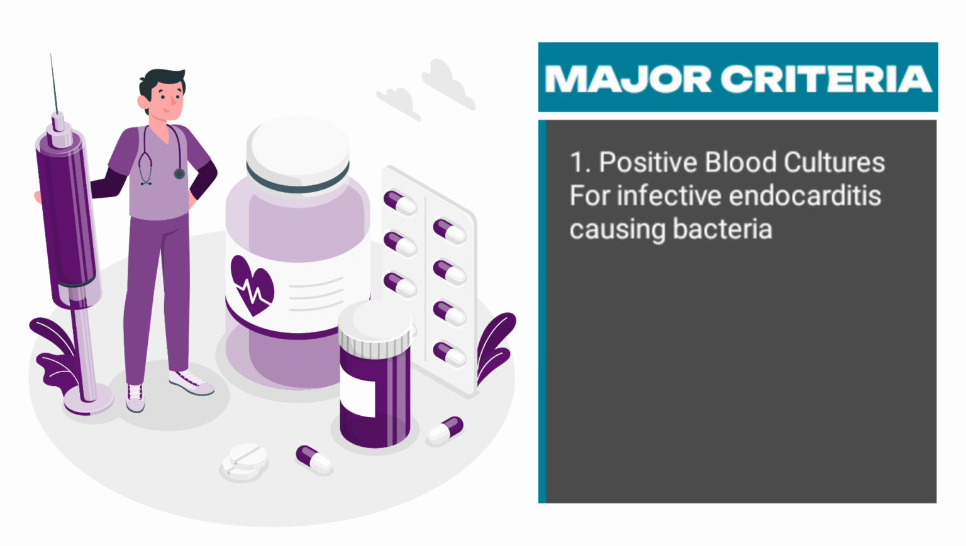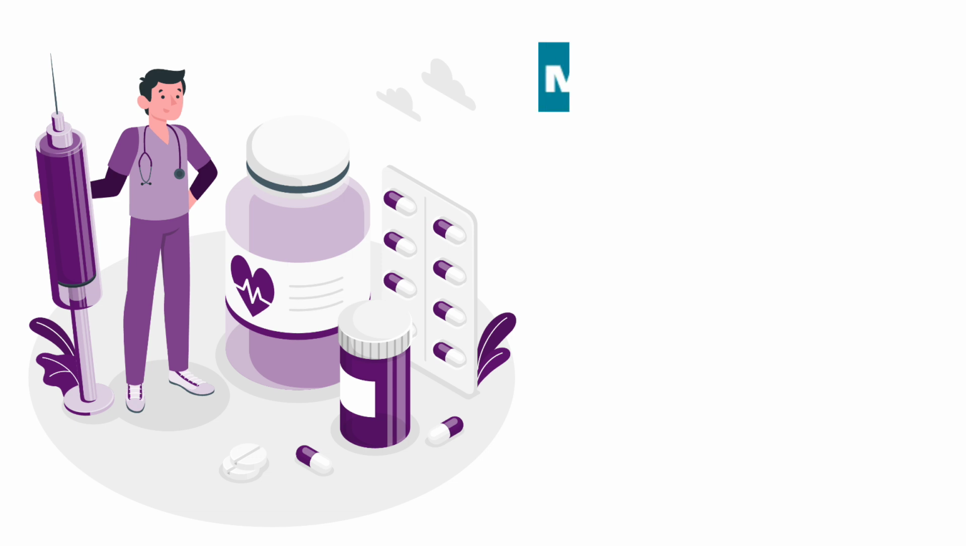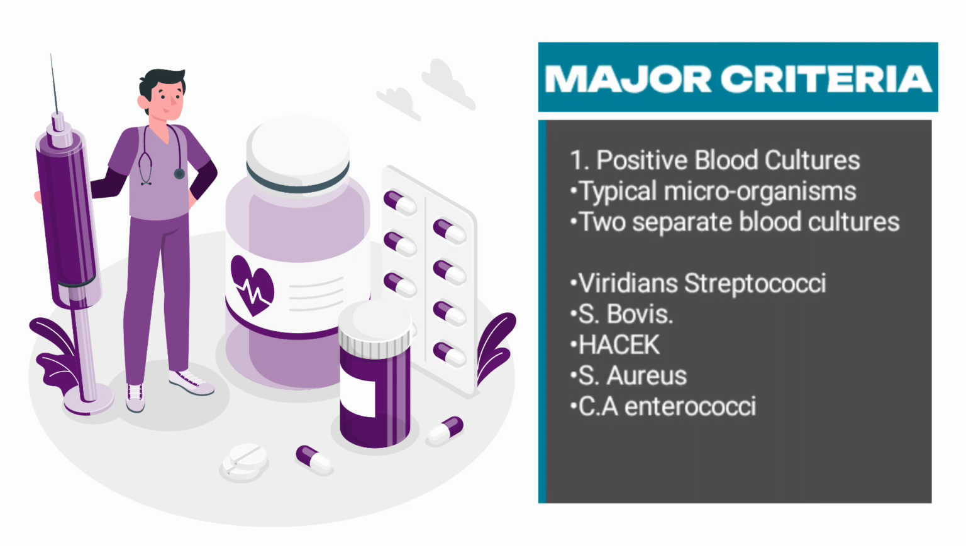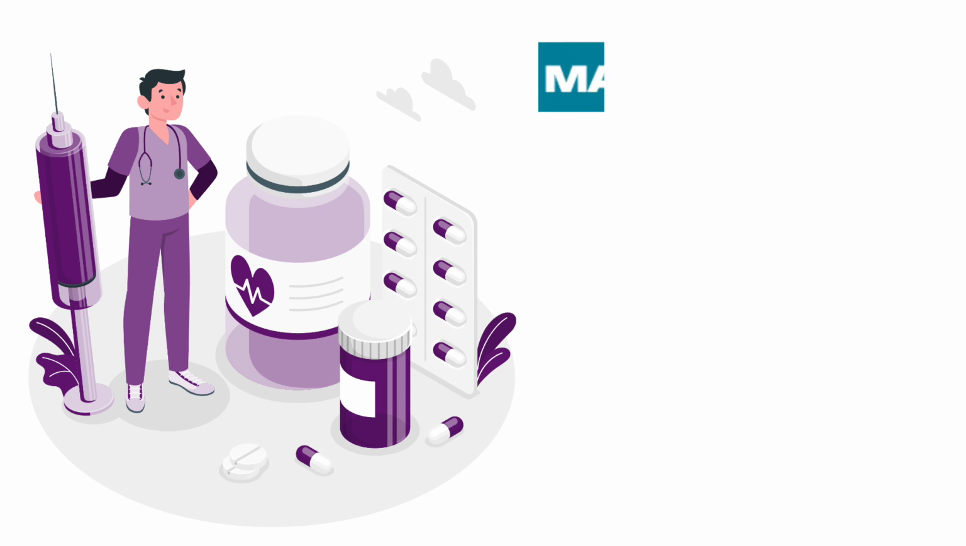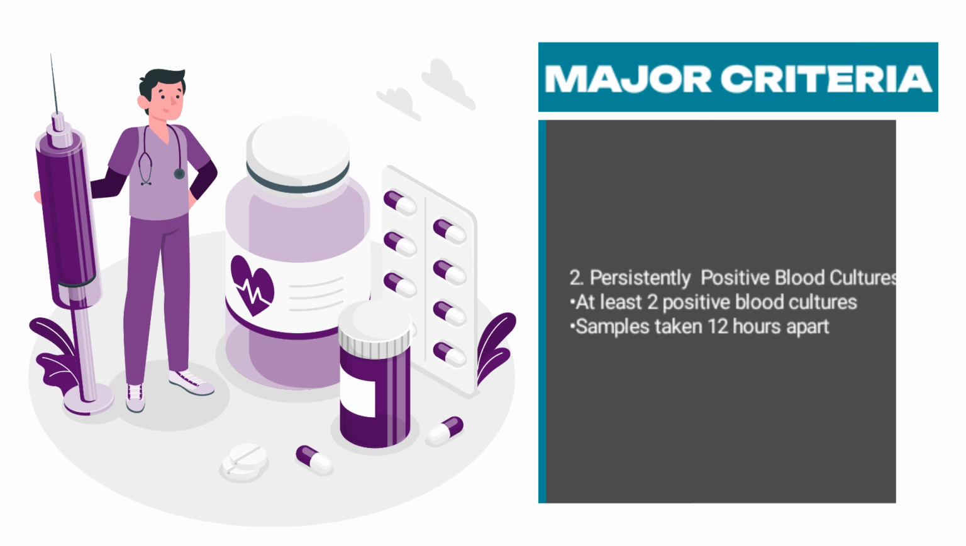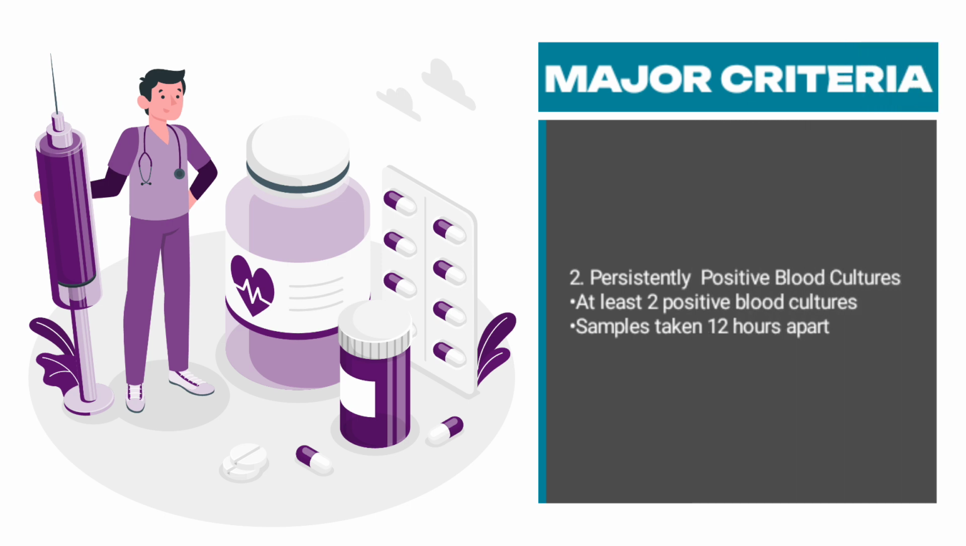These include: 1. Positive blood cultures for infective endocarditis causing bacteria. These include typical microorganisms consistent with infective endocarditis from 2 separate blood cultures. Examples include Viridans streptococci, Streptococcus bovis, HACEK group, and Staphylococcus aureus, or community-acquired enterococci in the absence of a primary focus, or microorganisms consistent with infective endocarditis from persistently positive blood cultures, defined as follows.